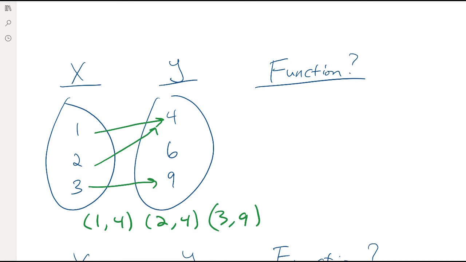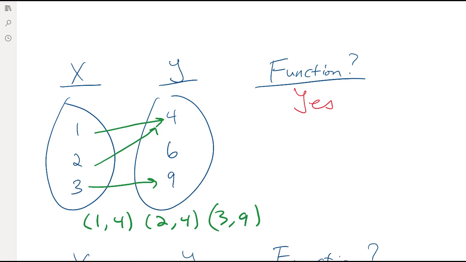We'll go back to our definition. Our definition says there can only be one y assignment for each x value. Well, ask yourself, for the x value of 1, what's its assignment? Its assignment is just 4. That's one assignment. Go to x value of 2. 2 is assigned to just 4. That's okay. And then 3 is assigned to just 9. So because each x value has just one related y value, yes, even though it looks weird, yes, this is a function.